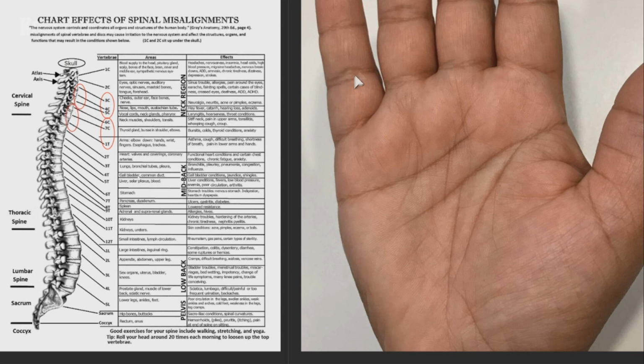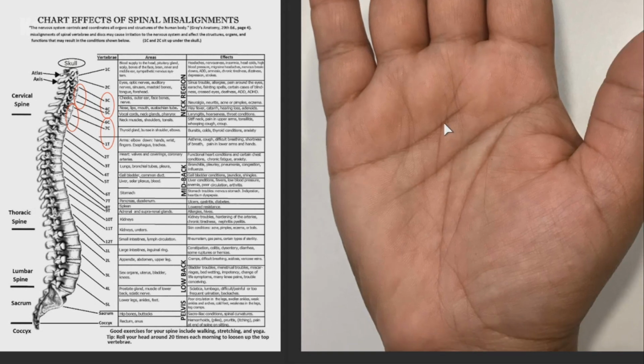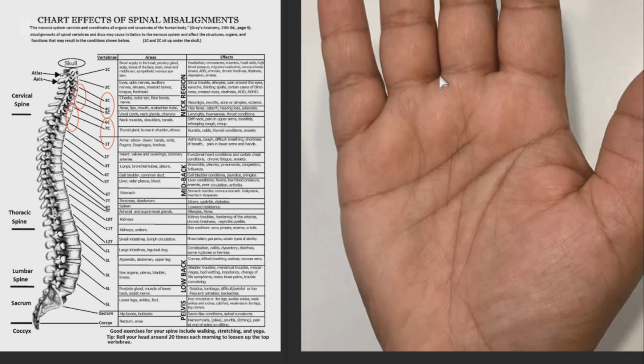Then the area just underneath that Saturn, or that middle finger, is your thoracic spine. This is your 1T down to your 12T. That's the back that goes all the way down to your waist. Then there's that area underneath the sun finger, or the ring finger, and that's your lumbar area. This is 1L to 5L. This is kind of your waist and your hips. Then of course you go down to your sacrum and your coccyx, the tailbone, which is underneath that little, or that Mercury finger.